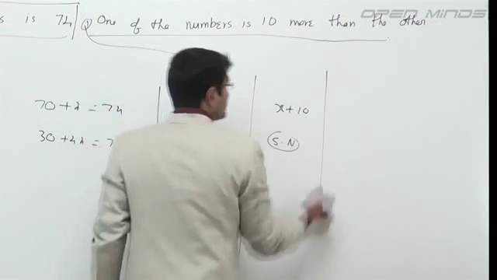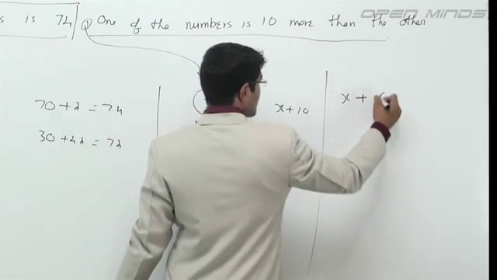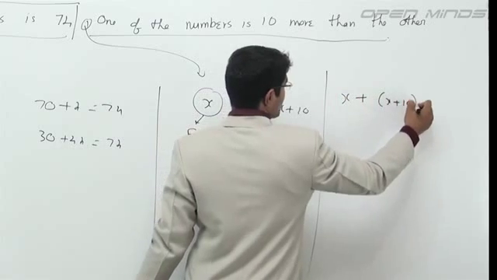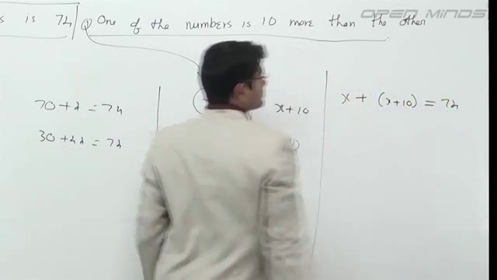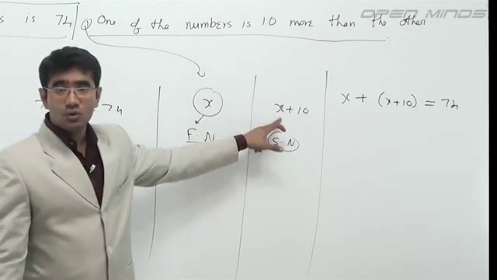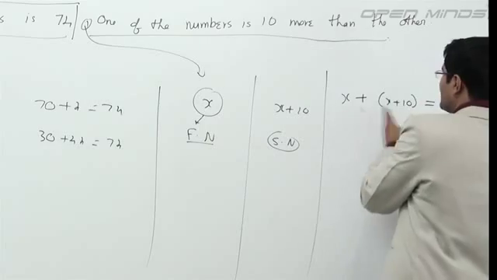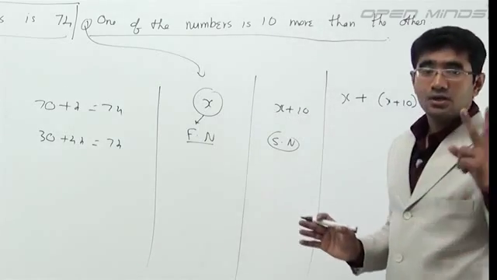So how will I do that? Can I add these guys? That is, x is the first number, plus I'm adding the second number, x plus 10, and the answer is 74. Very simple. So that's the condition I have: the connection between the two numbers is the first condition, and this is the condition which says if I add them, I'm getting 74. That's the second condition.